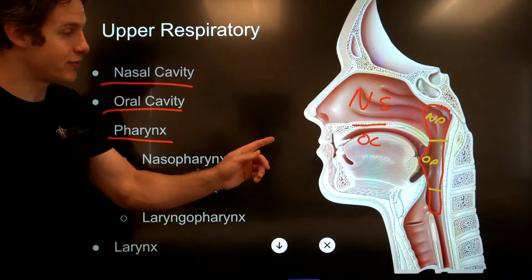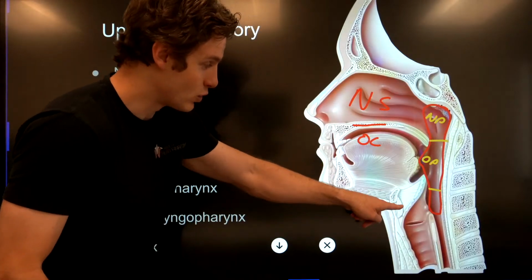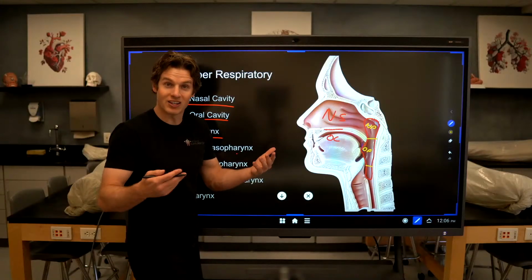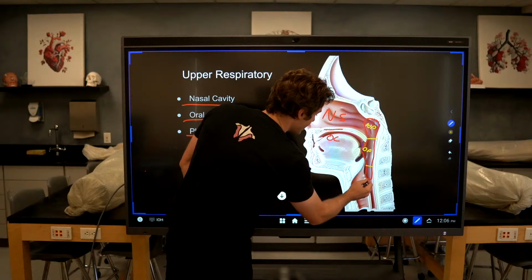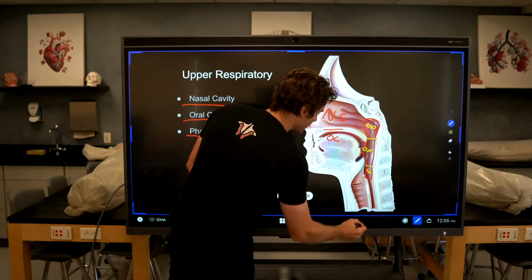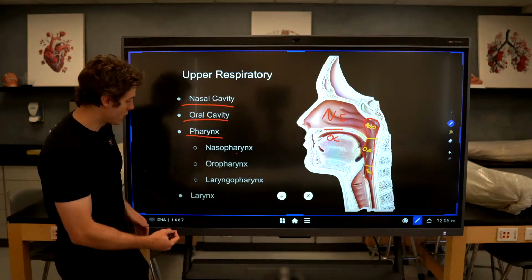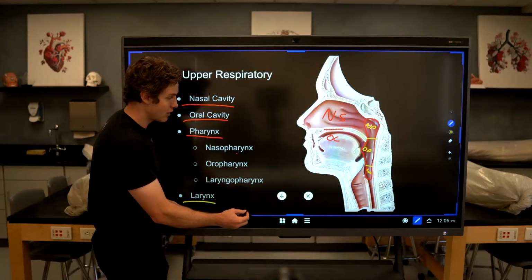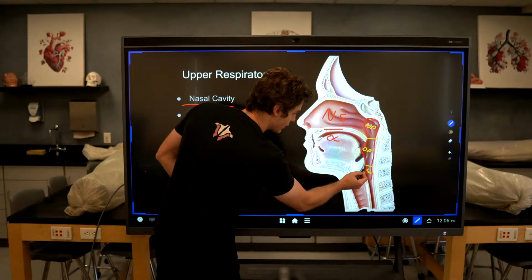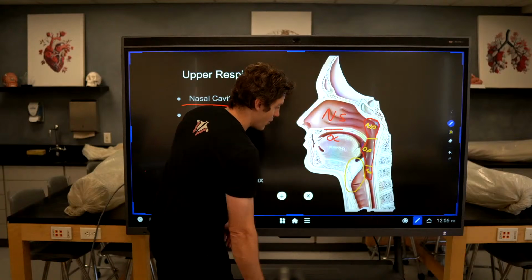And then the part of the pharynx that's by the larynx, which is also known as the voice box or the Adam's apple, we call that the laryngopharynx. I'll put an LP for that. But that is essentially what we take care of with our upper respiratory passageways, ending with the pharynx here, or the larynx here. And again, I'll circle the larynx about in that yellow there.